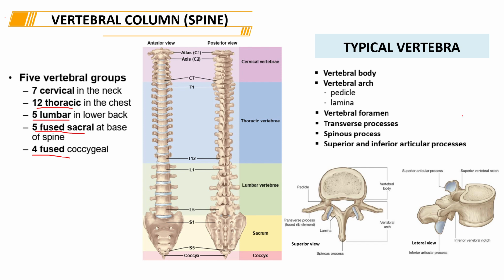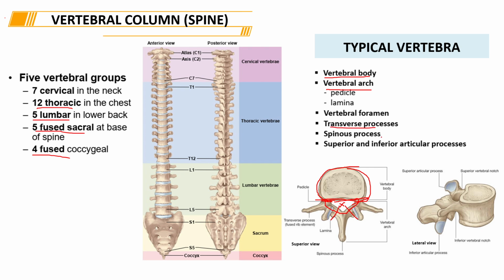And if we look at each vertebra, we can differentiate into the typical and atypical vertebra. For the typical vertebra, they will share some similar characteristics, such as the vertebral body. This is the vertebral body. They will have the vertebral arch. The vertebral arch is composed of the pedicle, here is the pedicle, and the lamina is here. And this foramen here is called your vertebral foramen.